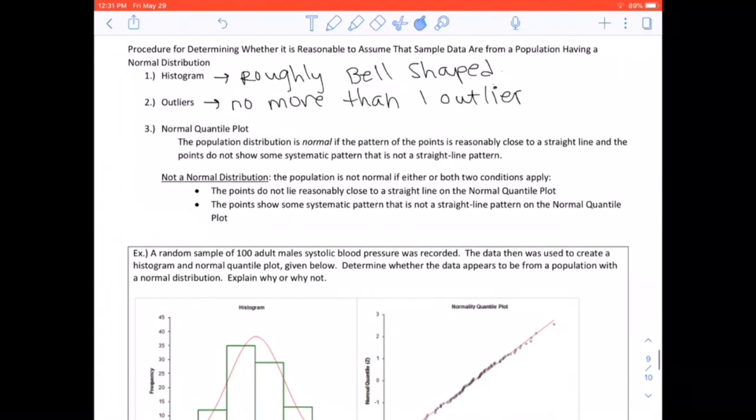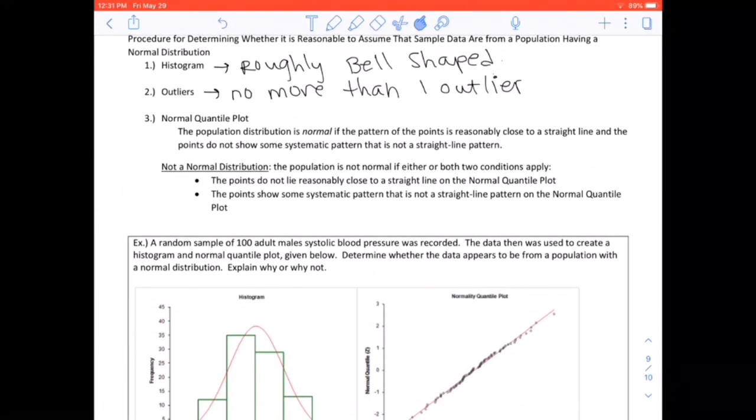The last thing that we're going to check is the normal quantile plot. And it says the population distribution is normal if the pattern of the points is reasonably close to a straight line. And the points do not show some systematic pattern that is not a straight line pattern. So not normal distribution here says the population is not normal if either or both of the two conditions apply. First, the points do not lie reasonably close to a straight line on the normal quantile plot. And two, the points show some kind of systematic pattern that is not a straight line on the normal quantile plot.